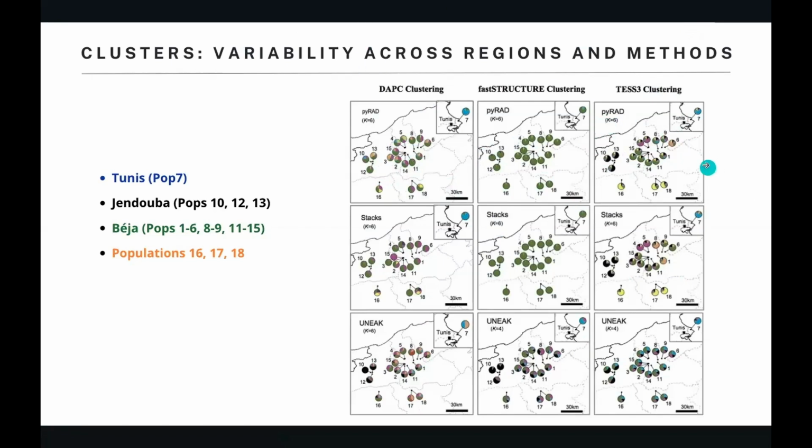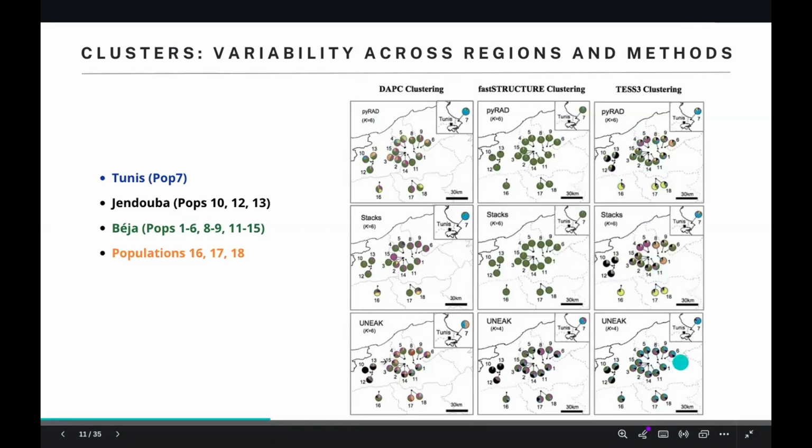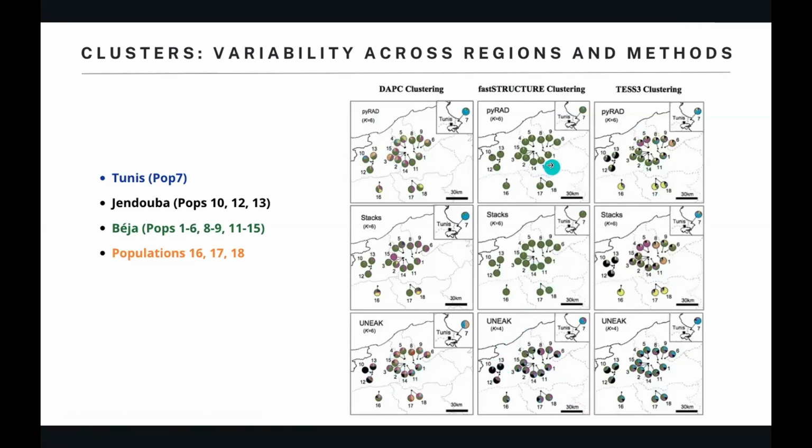So as you can see, the light blue cluster is dominant in population 7 using the 3 clustering methods and for the 3 datasets. While the black cluster was dominant in the Ghardimaou population using TESS3 clustering for all datasets and sNMF and fastSTRUCTURE for the Uneak dataset. Also, the green was more frequent in the Beja governorate populations, with varying levels across the datasets and methods. Also, we can see that the yellow cluster is characteristic of the populations from Siliana and Kef.